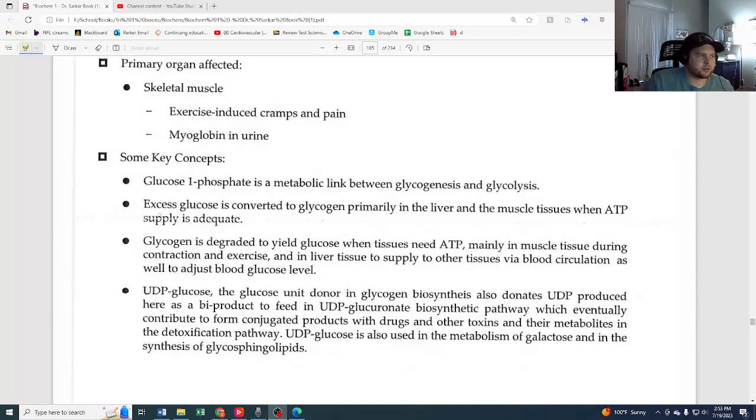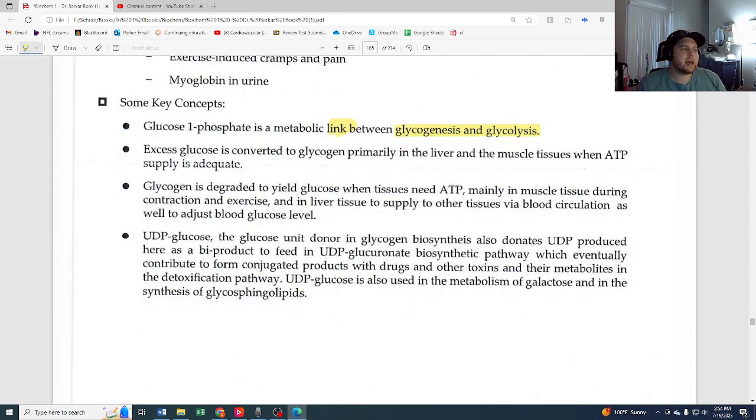And then finally some key concepts. Glucose 1-phosphate is a metabolic link between glycogenesis and glycolysis. It's the link. Excess glucose is converted to glycogen primarily in the liver and the muscle tissues when ATP supply is adequate. Glycogen is degraded to yield glucose when tissues need ATP, mainly in muscle tissue during contraction exercise, and in liver tissues to supply other tissues via blood circulation, as well as to adjust blood glucose level.